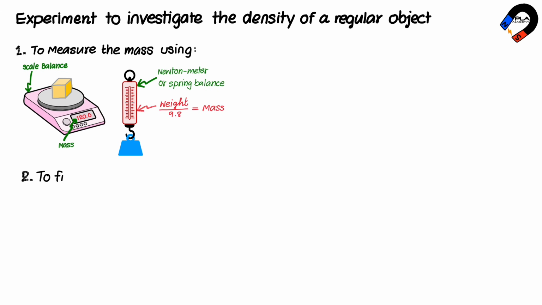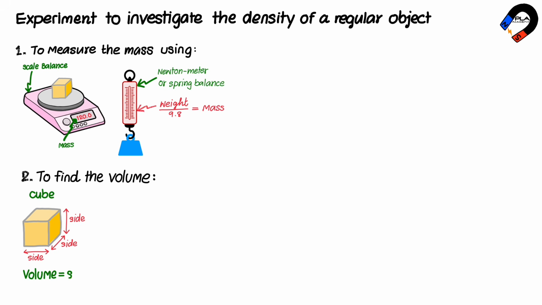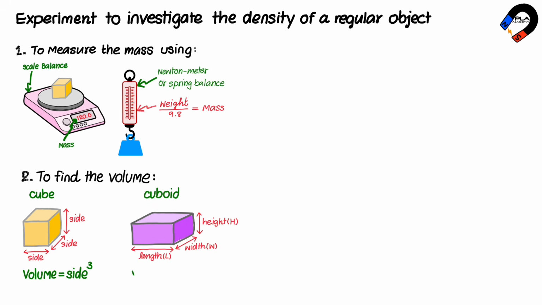2. We find the volume of a regular object by measuring its dimensions and calculating the volume using the formula. For example, for a cube, we measure all sides with a ruler. Then we calculate its volume using V equals side cubed. For a cuboid, we measure the length L, width W, and height H with a ruler. Then we calculate its volume using V equals length times width times height.